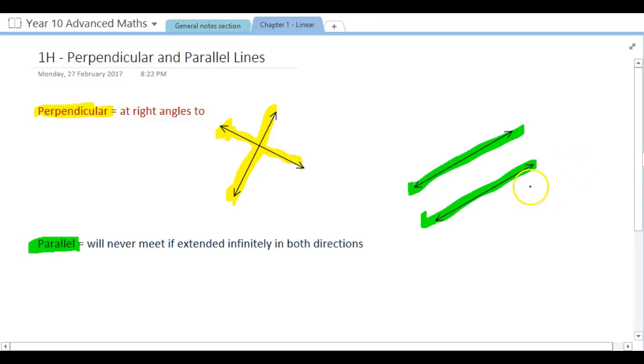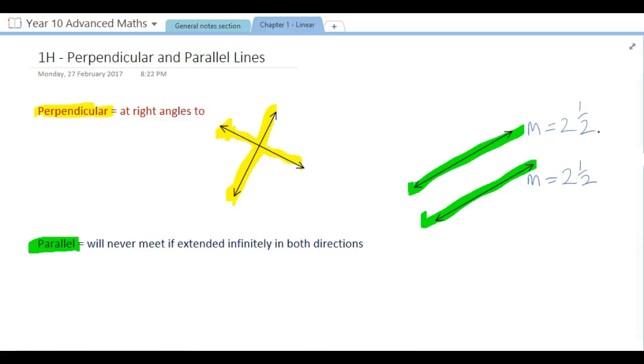Just the first thing, with parallel lines, say if we had these two here and the gradient for this one was, let's say, 2.5. By definition, the gradient is a measure of slope. So if you have a look at parallel lines, they have the same slope. If you're given two parallel lines and you know one gradient, you automatically know the other. So the second one will also be 2.5. It's quite simple with parallel lines. The gradient is the same.